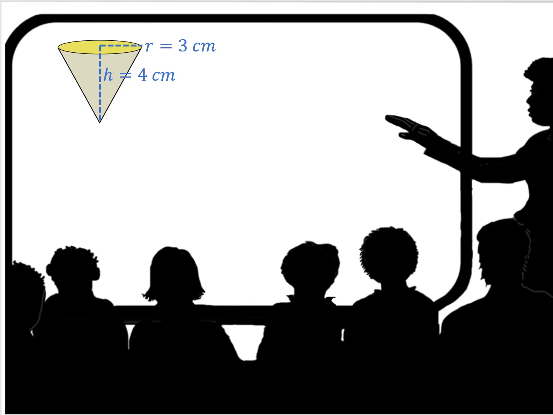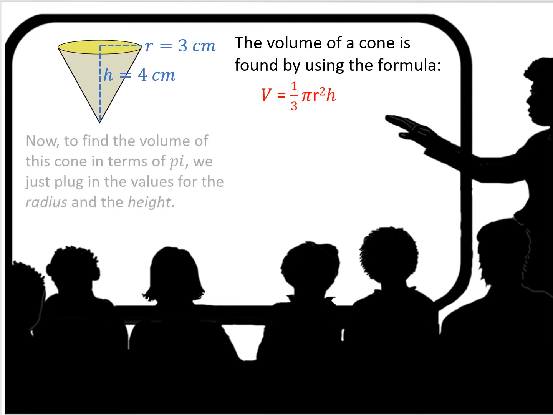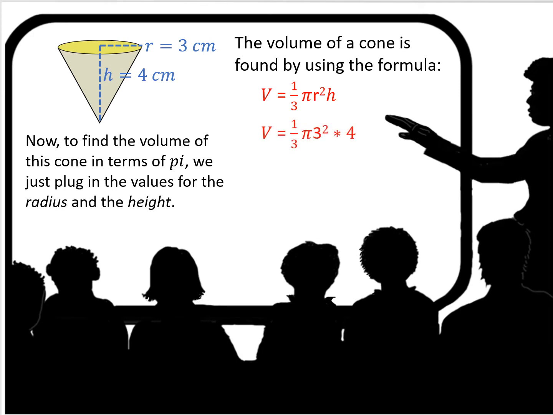Here we have a cone. The volume of a cone is found by using the formula V equals 1/3 pi r squared h. Now to find the volume of this cone in terms of pi, we just plug in the values for the radius and the height. And we end up with the volume of this cone as 12 pi centimeters cubed.